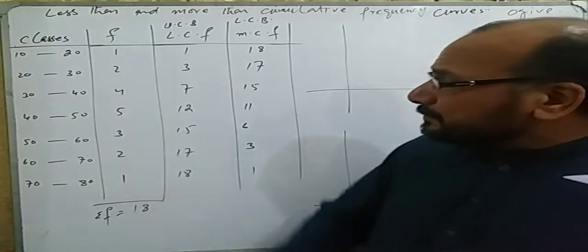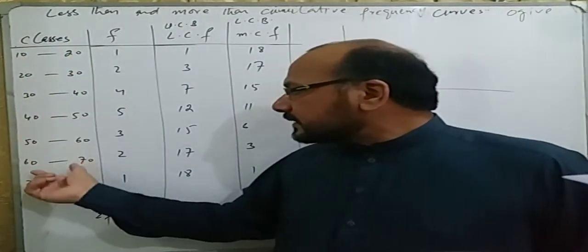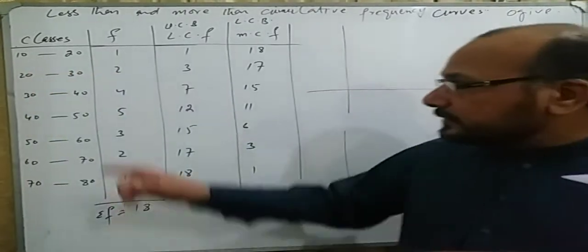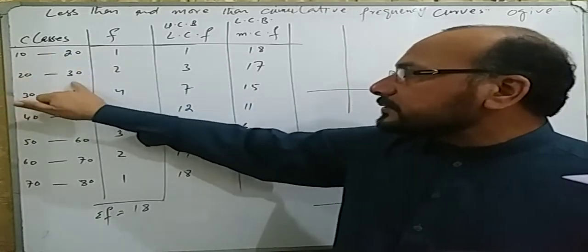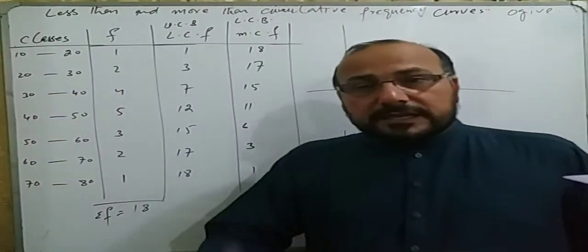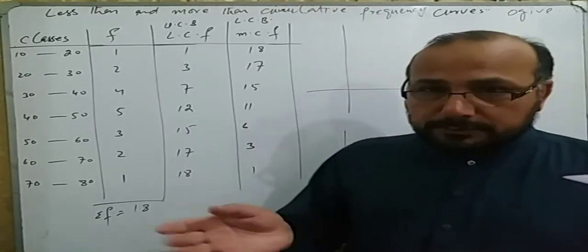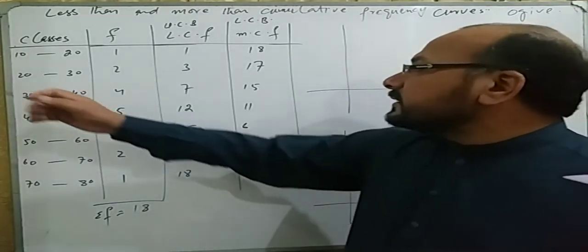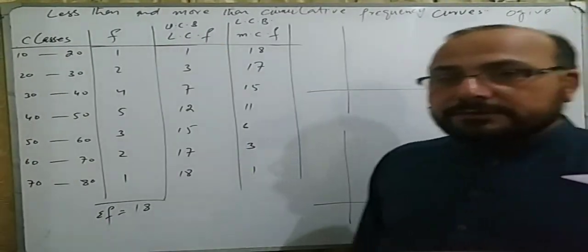If you see the example here, we have classes and frequencies, but the classes are in continuous form: 10 to 20, then 20 to 30, then 30 to 40. It means the upper class boundary is repeated as the lower class boundary in the next class. So if we have the classes in continuous form and frequency, first we will find the less than cumulative frequency.